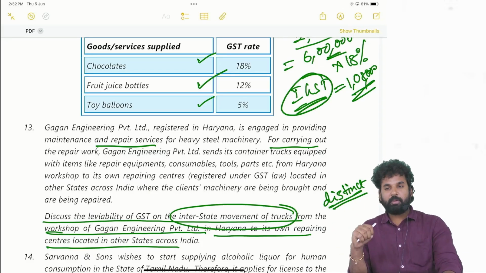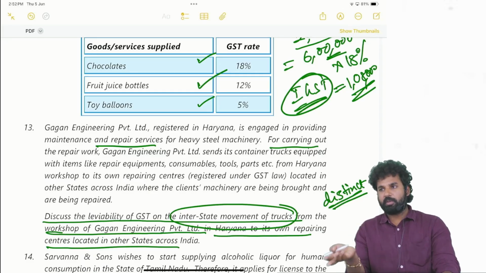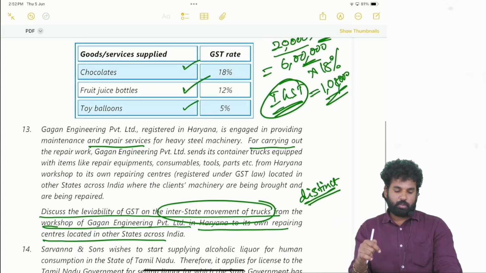So is this a supply? This is not a supply, and hence not leviable to GST. Okay.